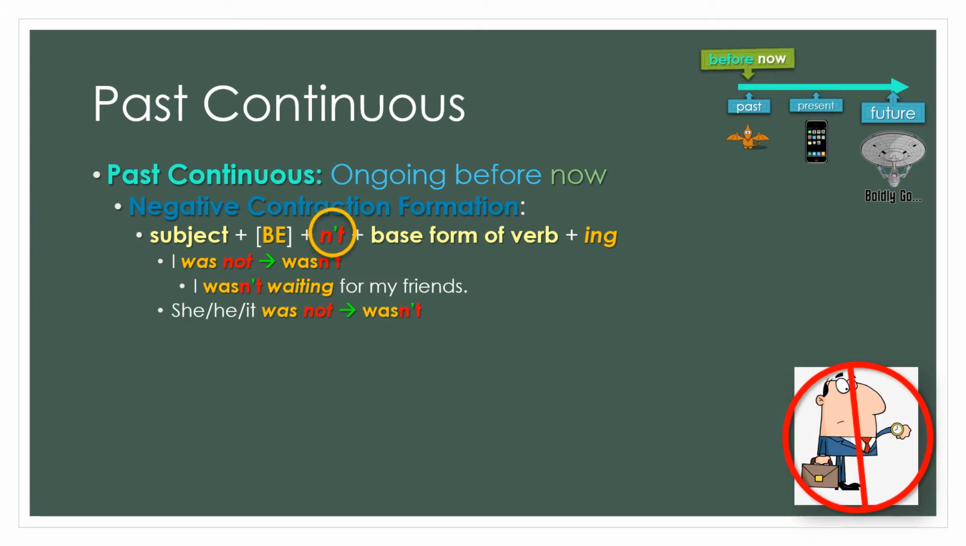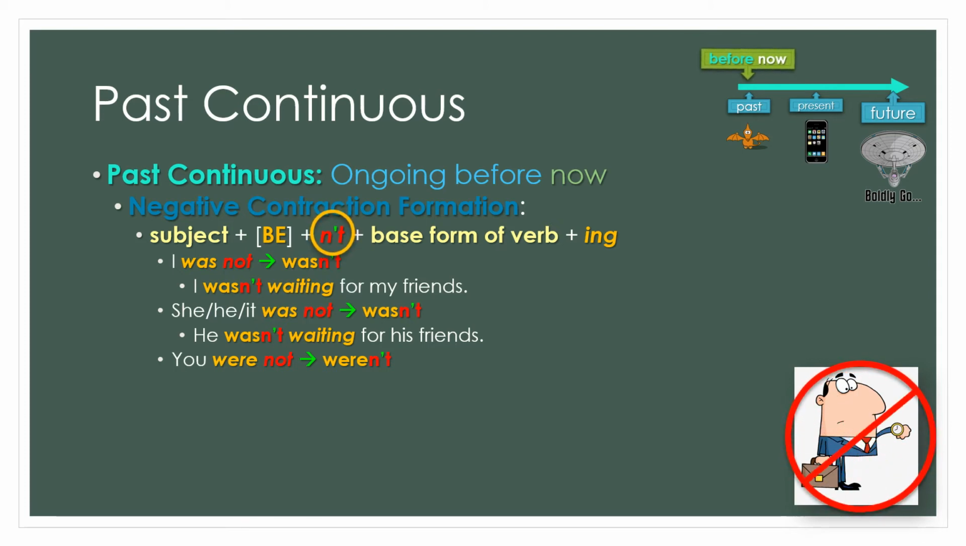She was not, he was not, or it was not becomes wasn't. She wasn't. He wasn't. It wasn't. He wasn't waiting for his friends. You were not becomes weren't. You weren't waiting for your friends.